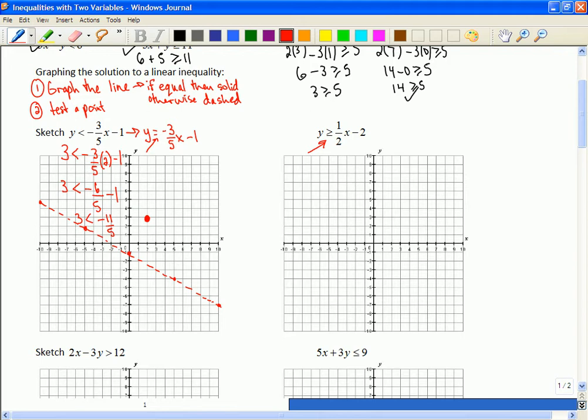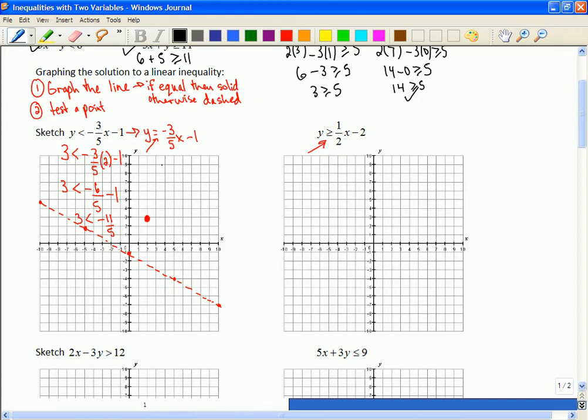Well, one's positive, one's negative, so which one do you think is bigger? 3 should be bigger, right? So is that true? 3 less than negative 5 over 11, or negative 11 over 5? No, it's not true, which means you failed the citizenship test. Guess where you get to go? The other side. You go back to the other side. If you pass, you stay where you are.